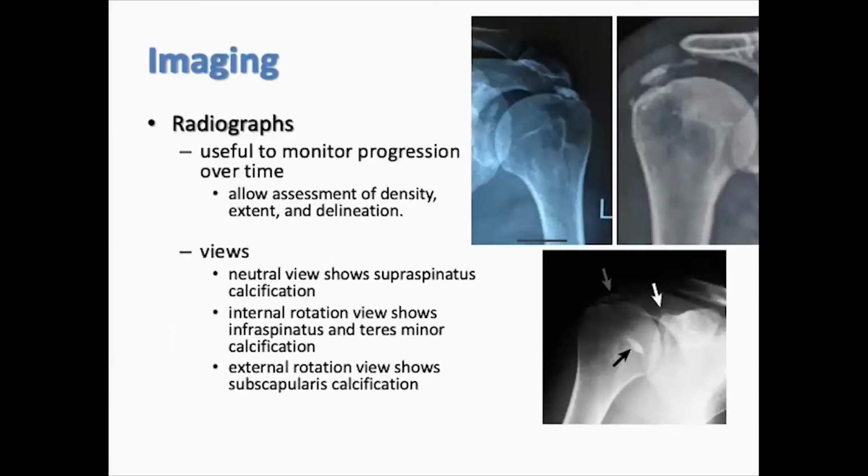Imaging starts with plain radiographs, which play a very important role in the diagnosis and are useful to monitor progression over time and allow assessment of the density, extent, and delineation of the lesion. AP views in neutral, external, and internal rotation help in identification of the site of calcification as well as the tendons involved.